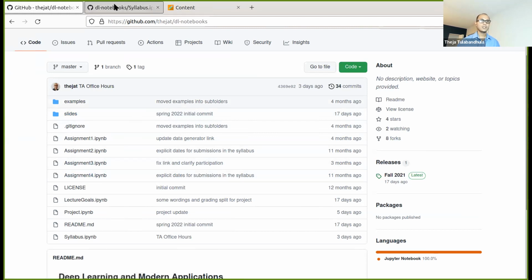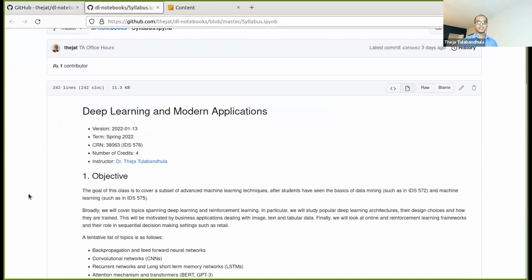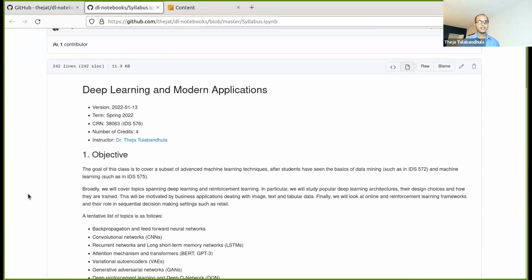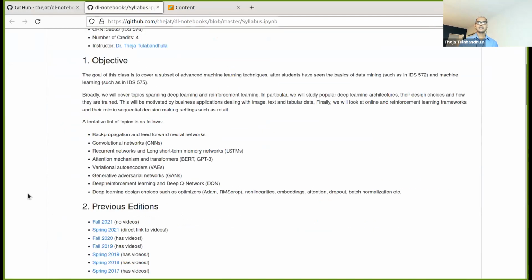Let me talk about the course structure. This is a 4-credit course, so it is fairly intensive. You can think of it as a complement to 572 or 575. Some of you might have done it.